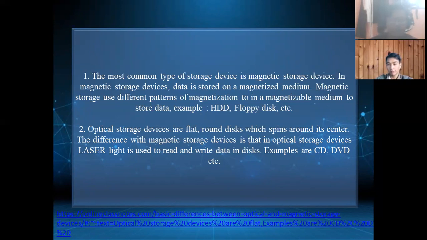And second, optical storage devices are flat, round disks which spin around their center. The difference from magnetic storage devices is that in optical storage devices, a laser is used to read and write data on disks. Examples are CD, DVD, etc.